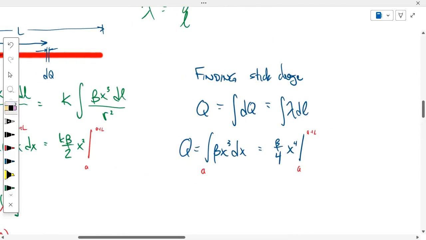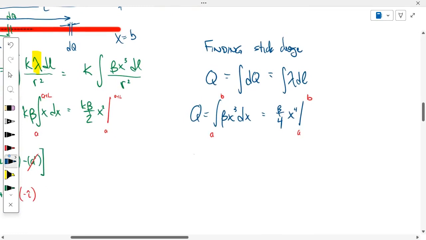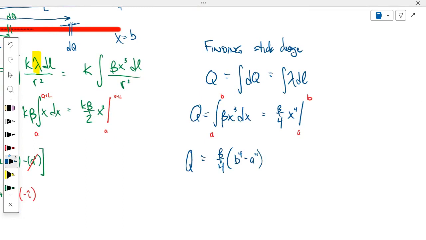So let's do this. Let's say we're going to make our lives a lot easier by doing this. Let's say this stick ranges from, we'll call this coordinate x equals b again, okay? And then we can say, right, Q is beta over 4, b to the 4th minus a to the 4th. And now I feel much better about that. So that's how much charge this thing has.